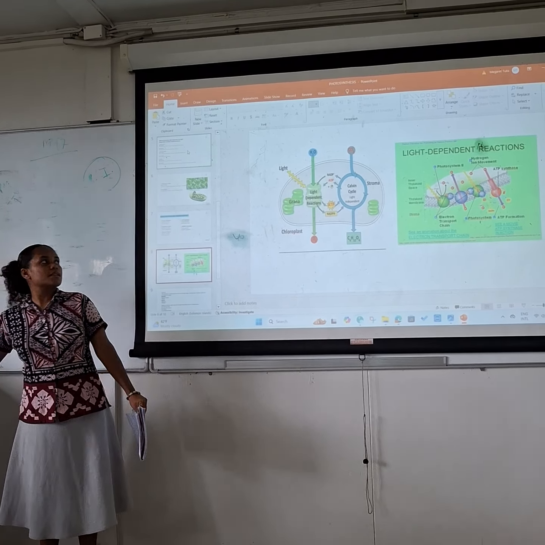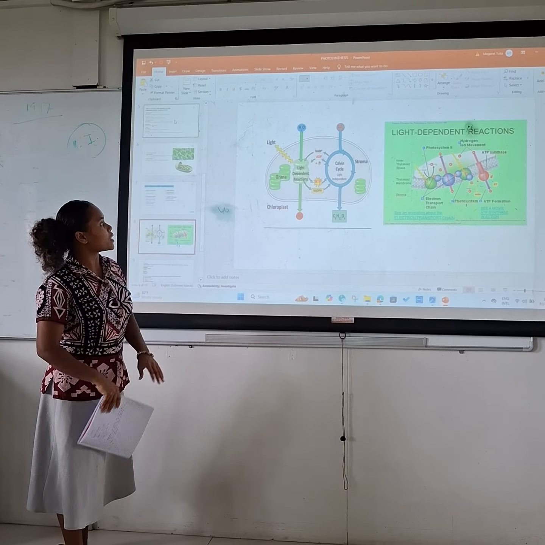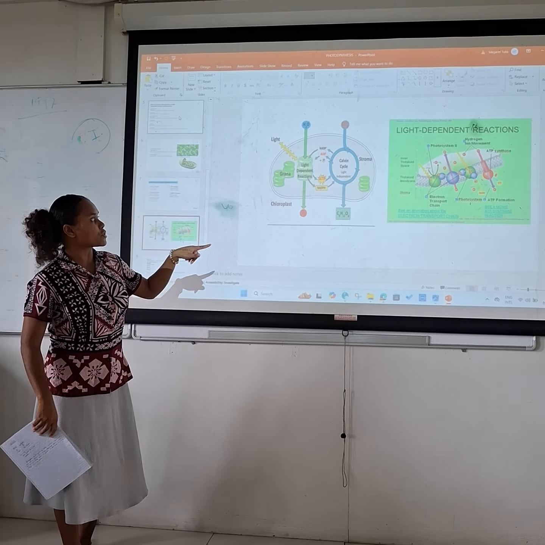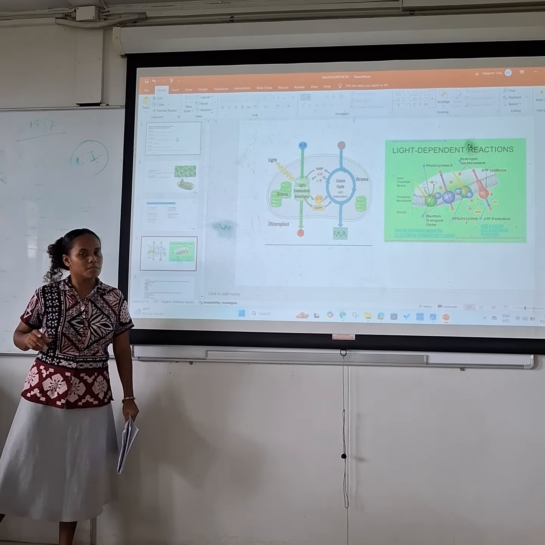So here is the picture that shows the step-by-step process of the light-dependent reaction.